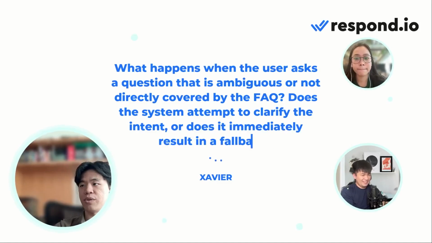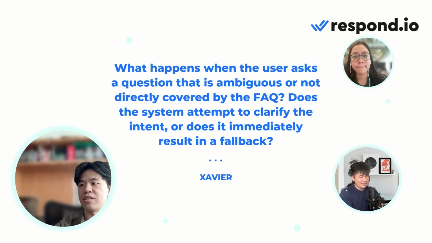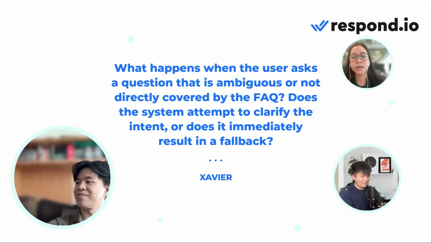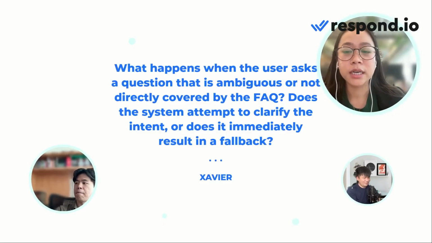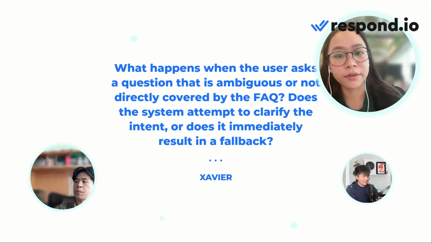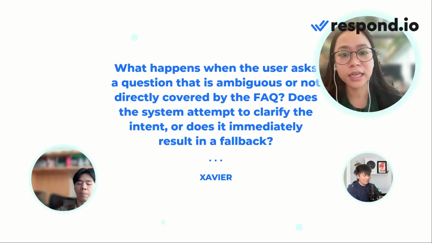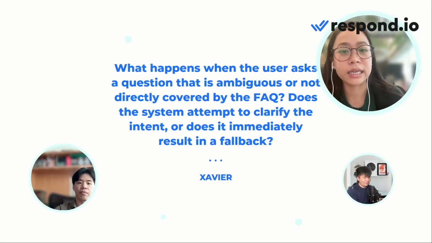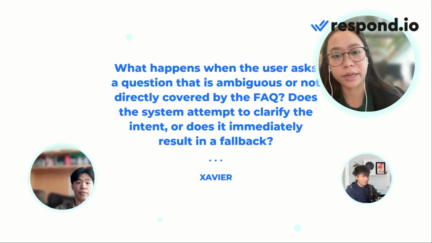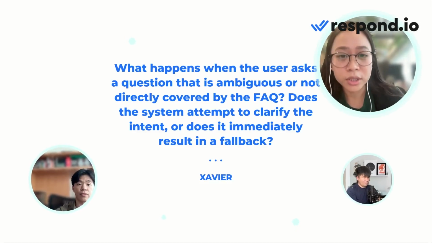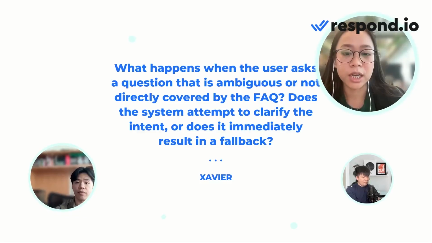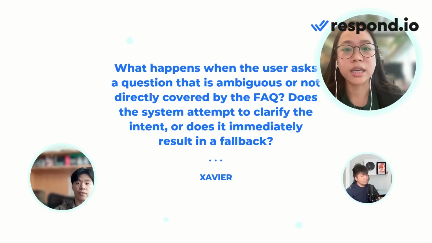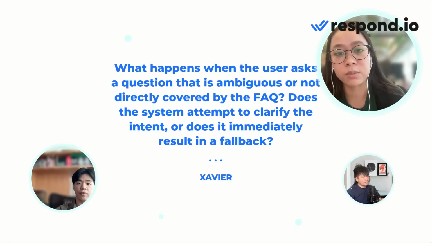What happens when the user asks a question that is ambiguous or not directly covered by the FAQ? Does the system attempt to clarify the intent, or does it immediately result in a fallback? This depends on how you set it up. Some companies allow up to 2 clarification questions, and by then usually they know the intent. Then they also have fallback handling, to escalate to a human agent or support team if they still don't know. As a best practice, you should put the clarification sequence in your prompt: whether it's 1 time or 2 times, and the fallback handling, clear inside your prompt itself.